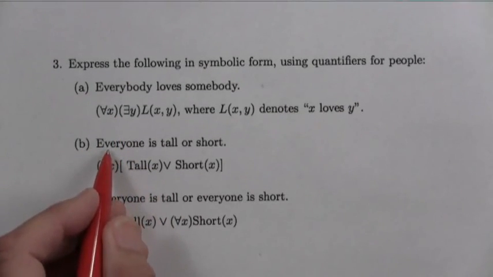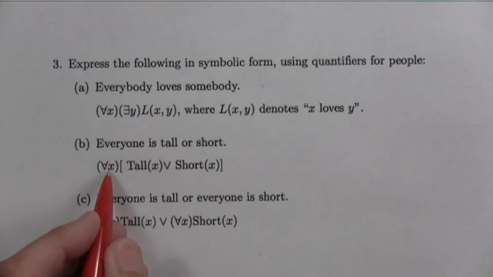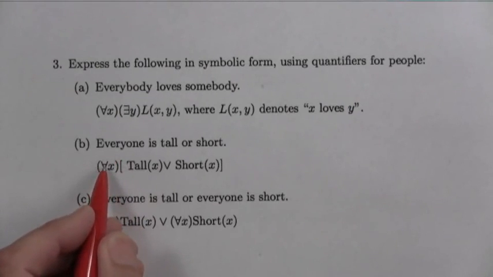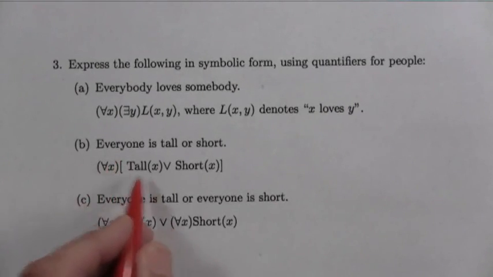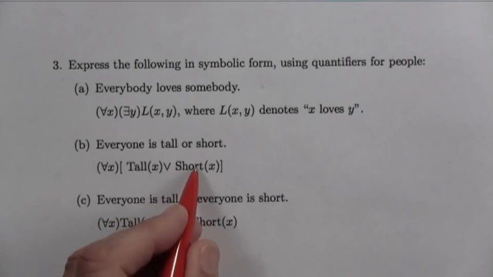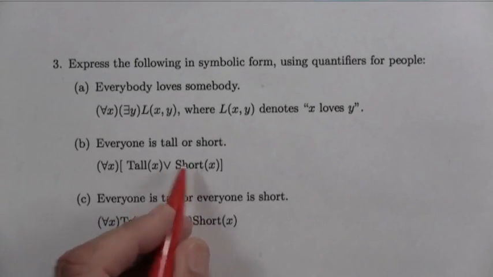Okay, let's move on to part B. Everyone is tall or short. What that says is for every person x, either x is tall or x is short. Everybody is one or the other.